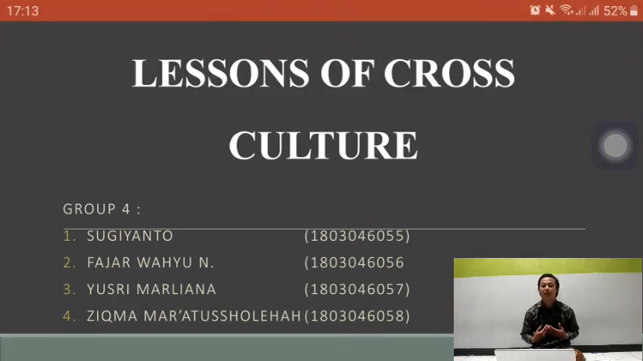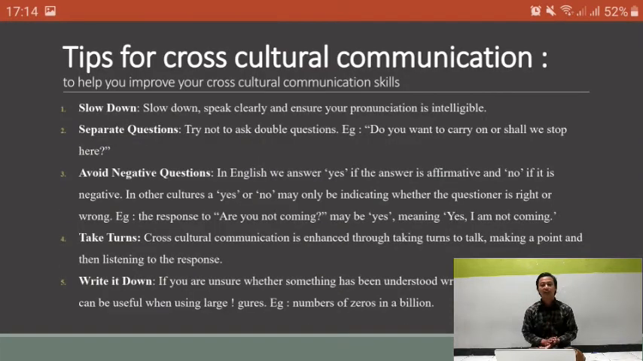Back again with me, Sugianto, and now we will explain the material from the fourth group, that is lessons of cross-cultures. Firstly, we will explain about tips for cross-cultural communication. This material is to help you improve your cross-cultural communication skills.